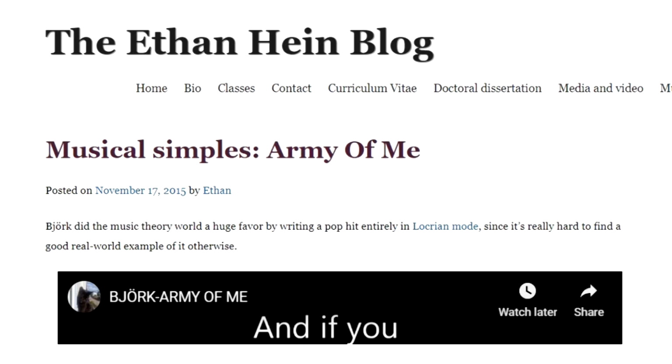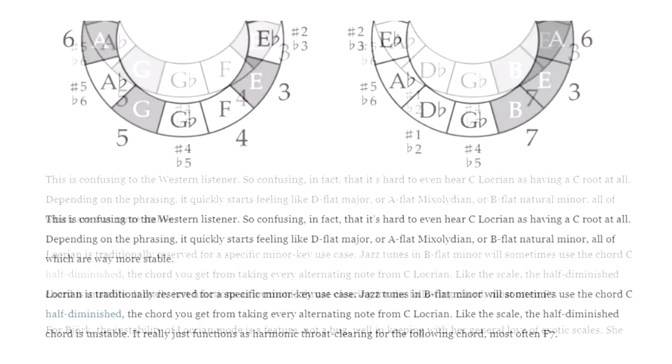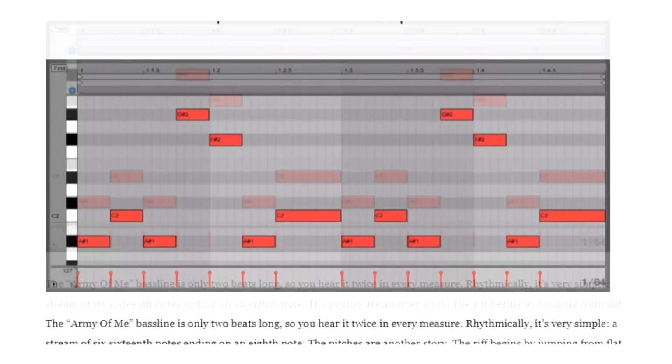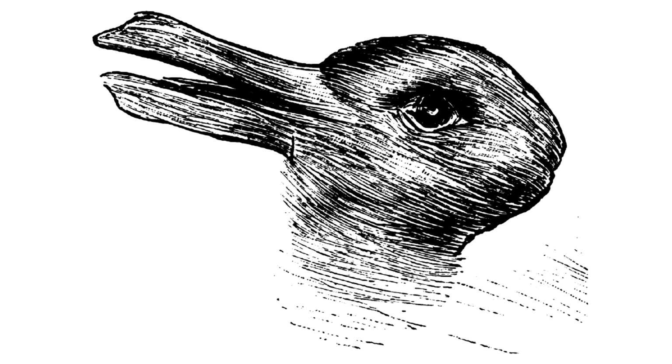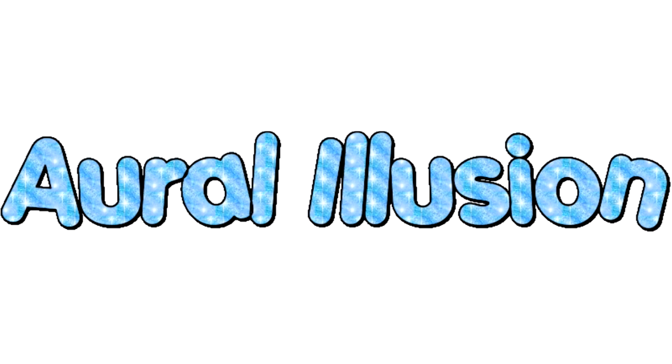And I'm not the only one who hears Army of Me as Locrian. New York-based musicologist Ethan Hine wrote a brief analysis of the use of Locrian mode in Army of Me. And Alan Moore, who is Professor of Music at University of Surrey, also describes the song as Locrian in his book Song Means. The best way to understand this, I think, is by comparing it to an optical illusion. In optical illusions, the same image can appear differently to different people, despite the fact that it's objectively the same. Army of Me's bass line is an example of an aural illusion.